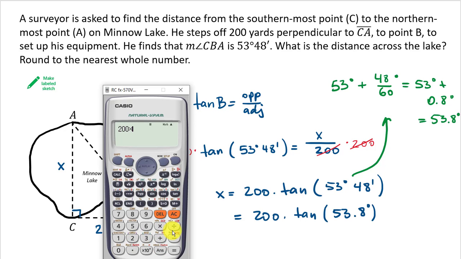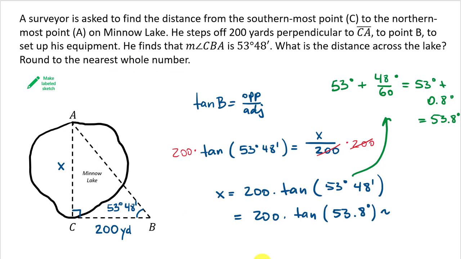200 times tangent 53.8, and I know I'm using degrees because it says D right here at the top. So that's what X equals. In the problem it says round to the nearest whole number. So that's going to be 273. Since we rounded, I'm going to say approximately 273 yards. So that will be the distance across the lake from C to A.